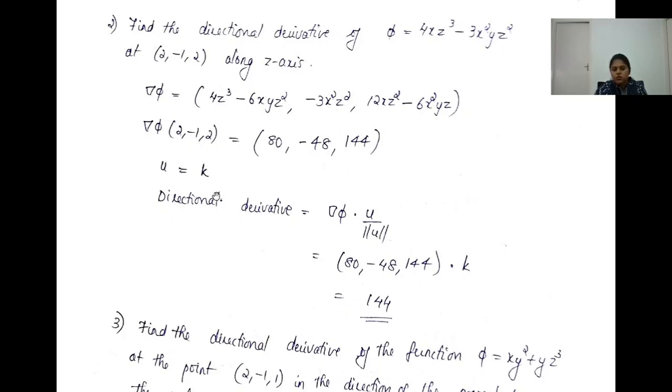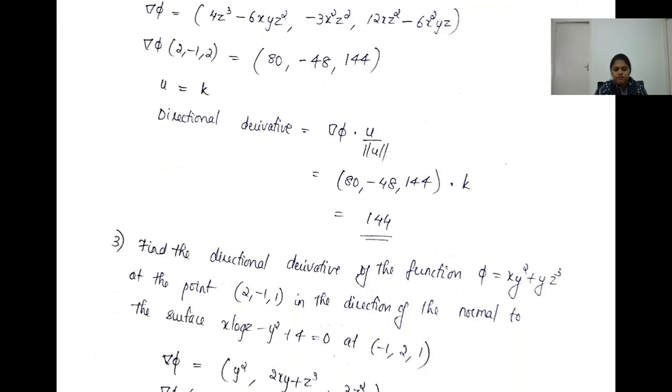k is the unit vector. Now find the dot product: (80, minus 48, 144) dot k. Only the k component is there, since the i and j components are 0. So the value of the directional derivative is 144.